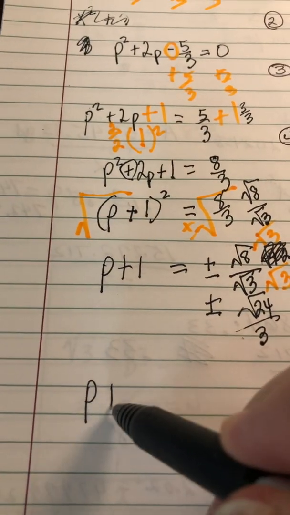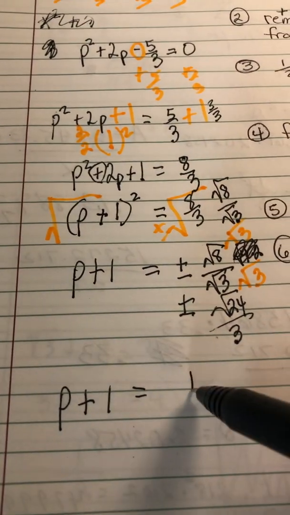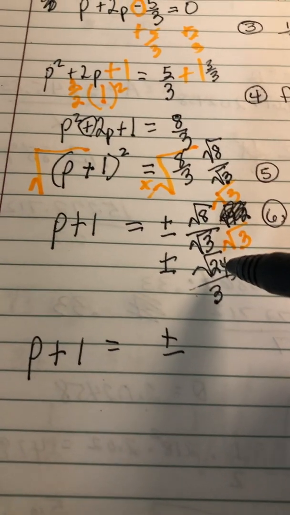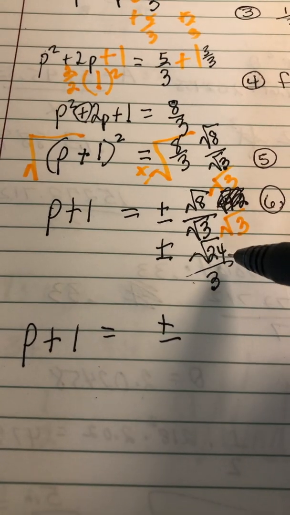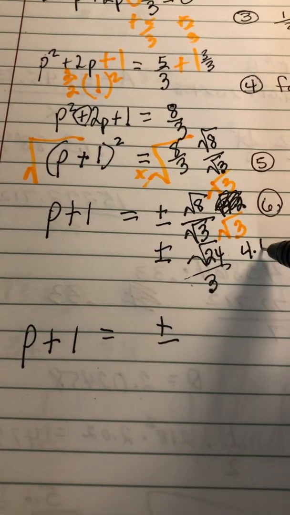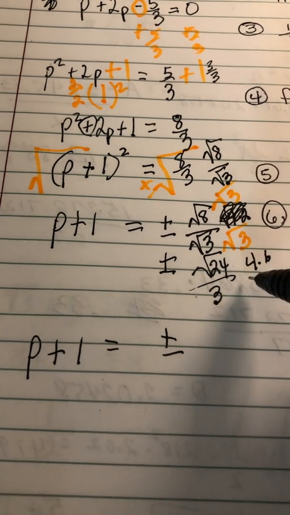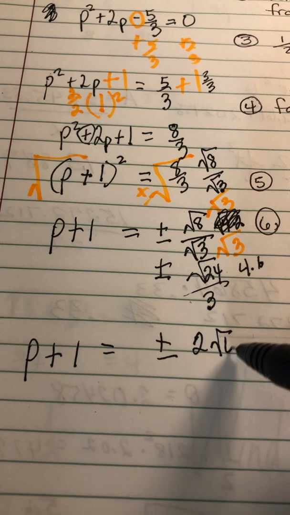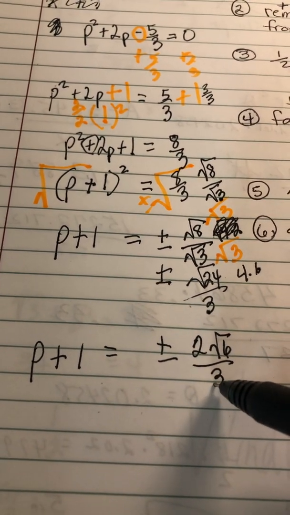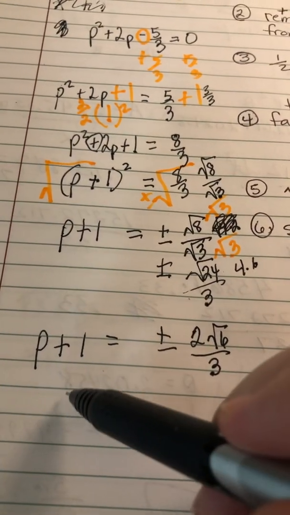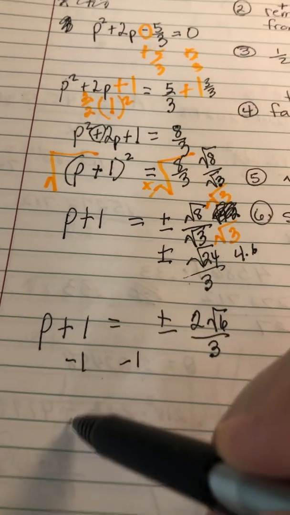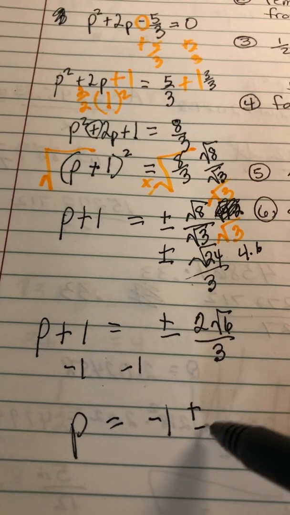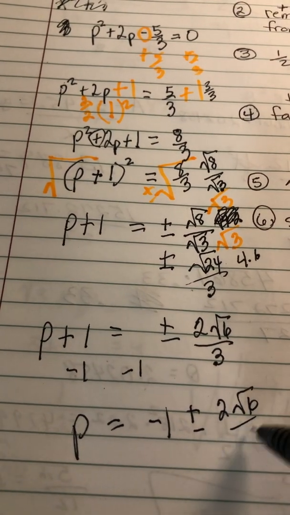And so then we can say p plus 1 is equal to plus or minus the square root of 24 over 3. If you look at any numbers that are perfect squares that make 24, it's 4 times 6. So we would have 2 times the square root of 6 over 3. And then if we subtract 1 from both sides, we say p is equal to -1 plus or minus 2 times the square root of 6 over 3.